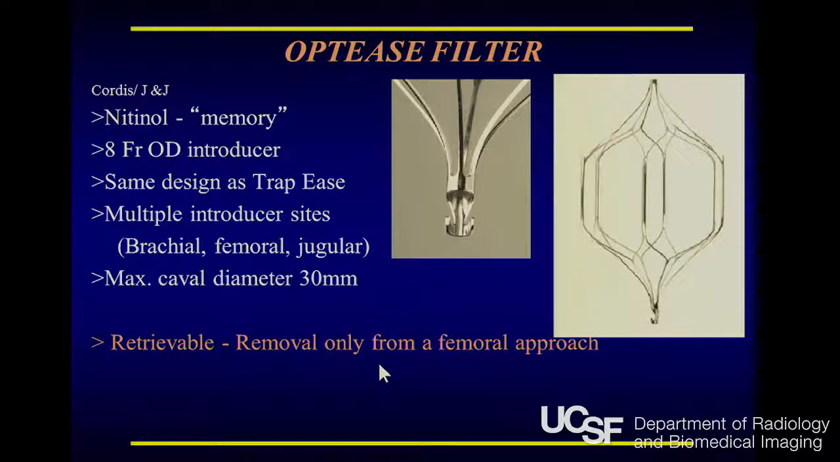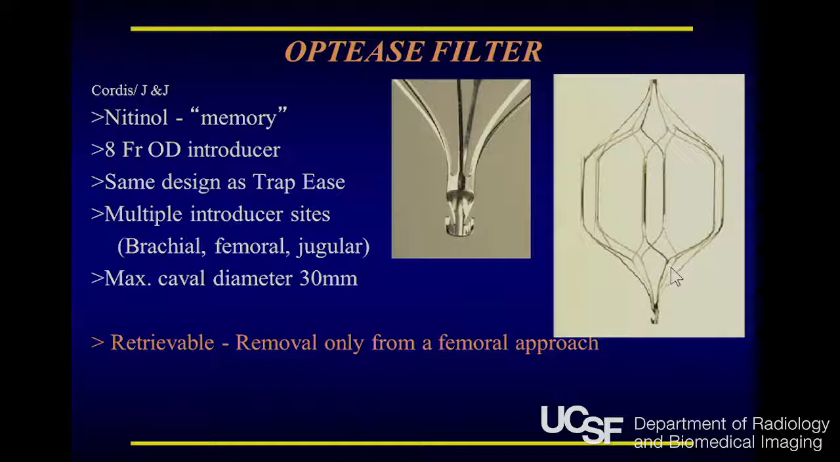The Optease filter is one of the nitinol filters on the market. A lot of filters are now made of nitinol. Nitinol is a very malleable, flexible material, and when it's chilled, it can be compressed down into a small delivery sheath, which makes it ideal for filters, stents, and what have you. This filter has a biconical shape, so it really doesn't tilt because of that.